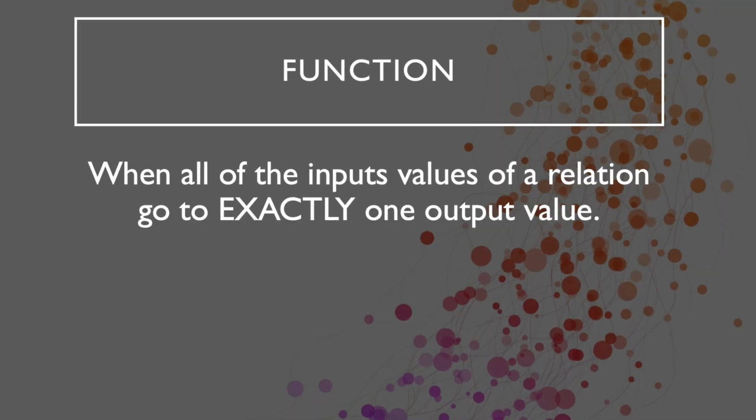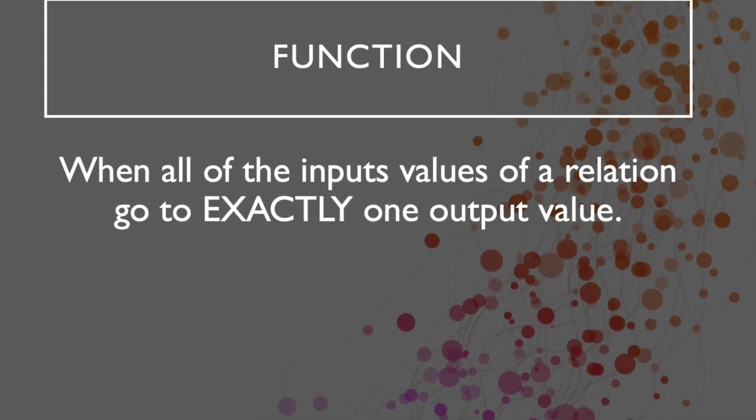There's a special type of relation called a function. A function is when all of your inputs go predictably to only one output. When you see math being done to the input and it gets you an answer that's the output, usually that's a function. We'll talk more about that in a moment, but the definition is this: in a relation, when the input goes to exactly one output, or your domains all go to exactly one range.